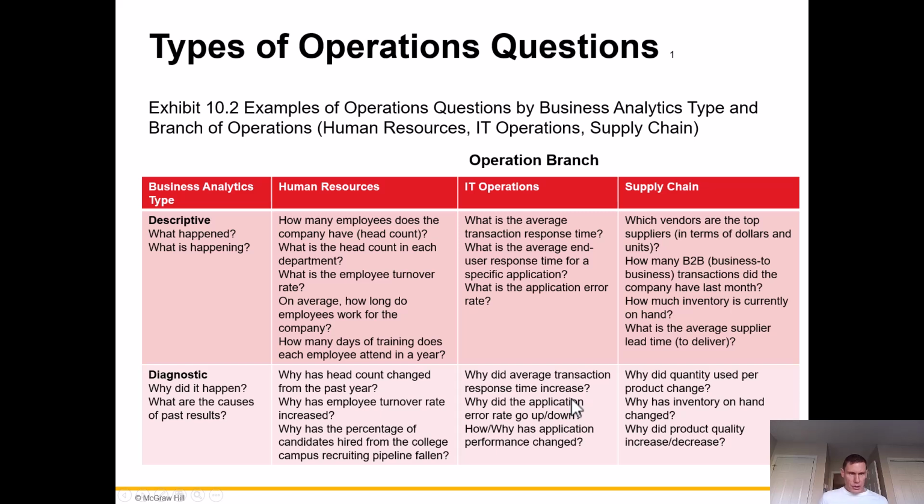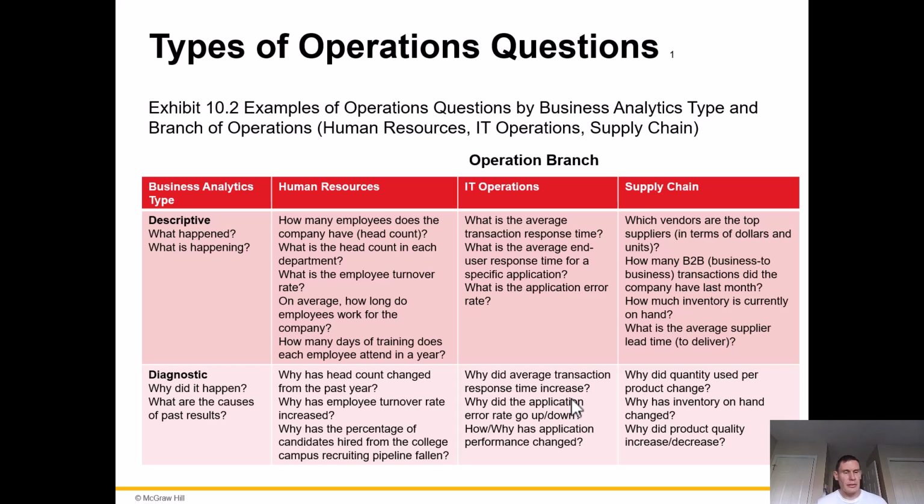So, types of operation questions. So, if we start with descriptive, again, that's in the context of like what happened, what's happening. A human resources related question could be how many employees does the company have? Like, what's the headcount? An IT operations question could be, what is the average transaction response time? And then a supply chain question could be, which vendors are the top suppliers in terms of dollars and units?